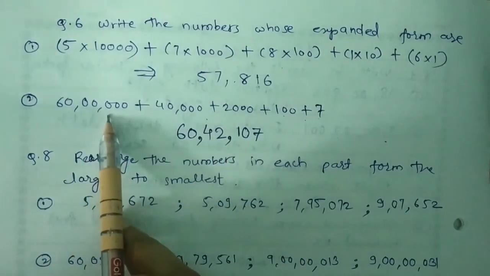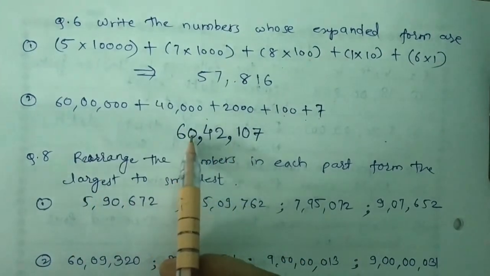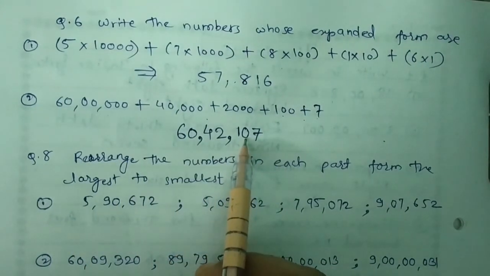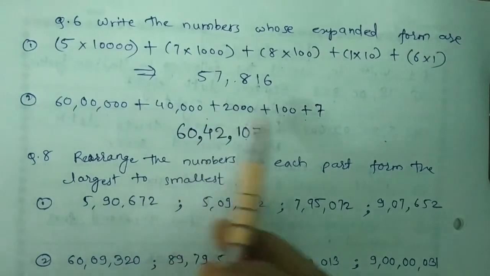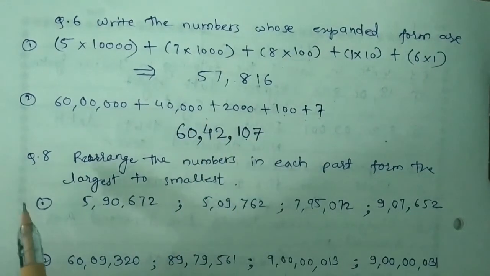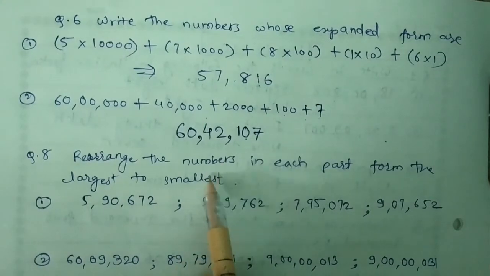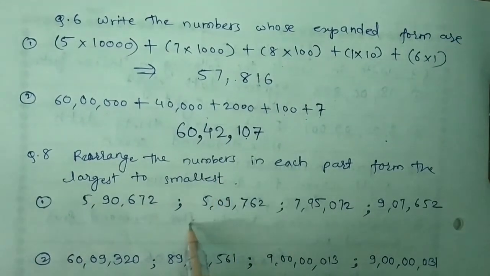Directly 10 lakhs place is given. Lakhs place is absent. Tens place is absent, so we'll put a 0 here. So 60,42,107. Now we need to arrange these numbers largest to the smallest one.